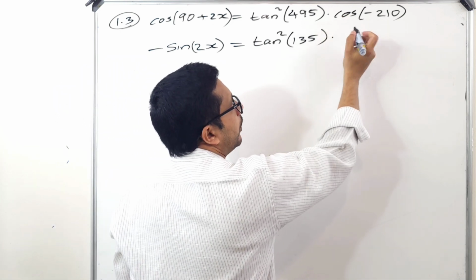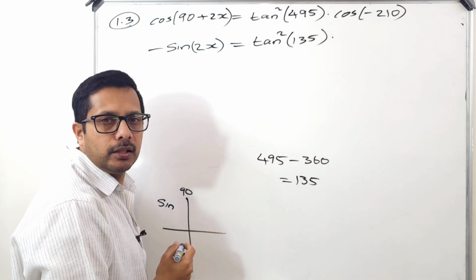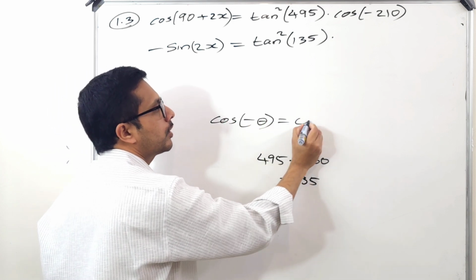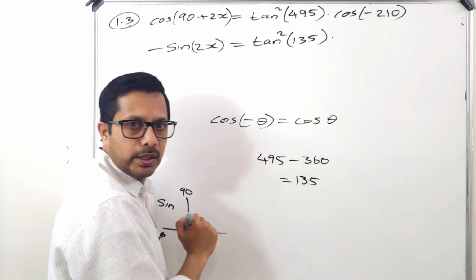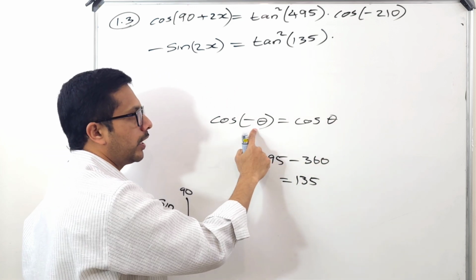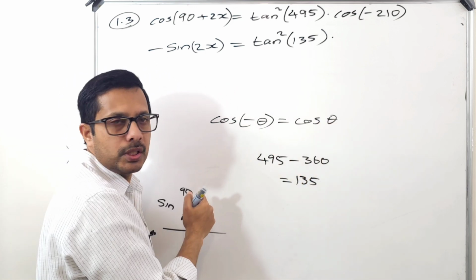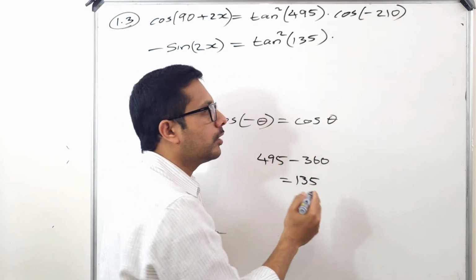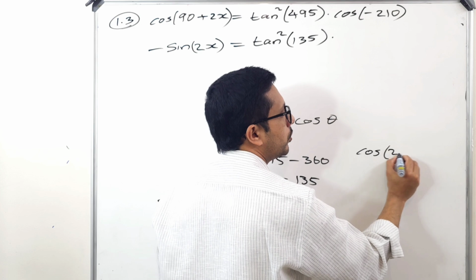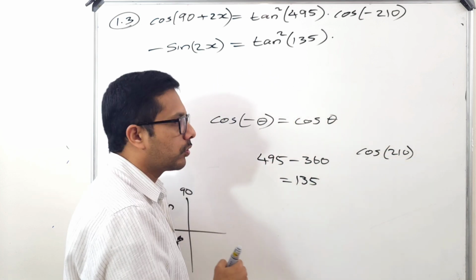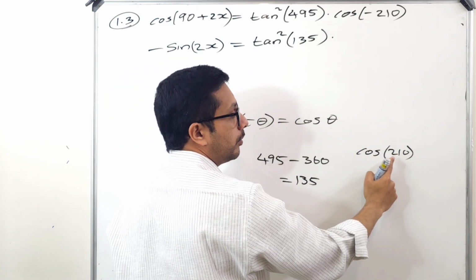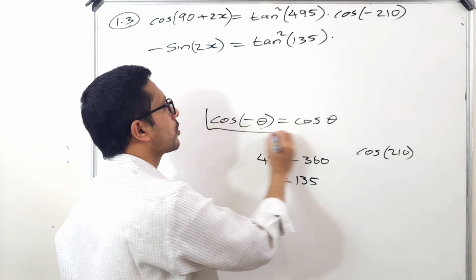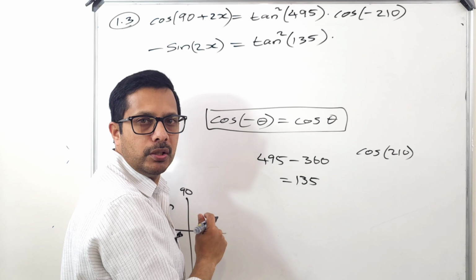What is this one? Times cos of minus 210. Do you remember I told you in the previous question, cos of minus theta is the same as positive cos theta? So here cos of minus 210 is the same as cos of positive 210. Both are the same thing, because we know cos of minus theta is the same as positive cos theta.